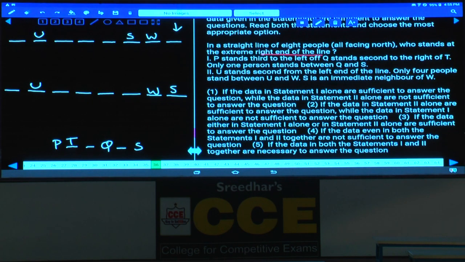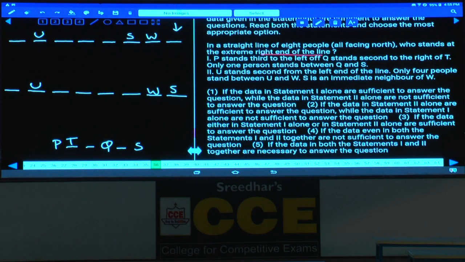Now who is seated at the extreme right end of the line? Either S or someone else, isn't it? And so we are not 100% sure about this one. And so 1 alone is not sufficient and 2 alone is not sufficient, isn't it? Then by combining these two.